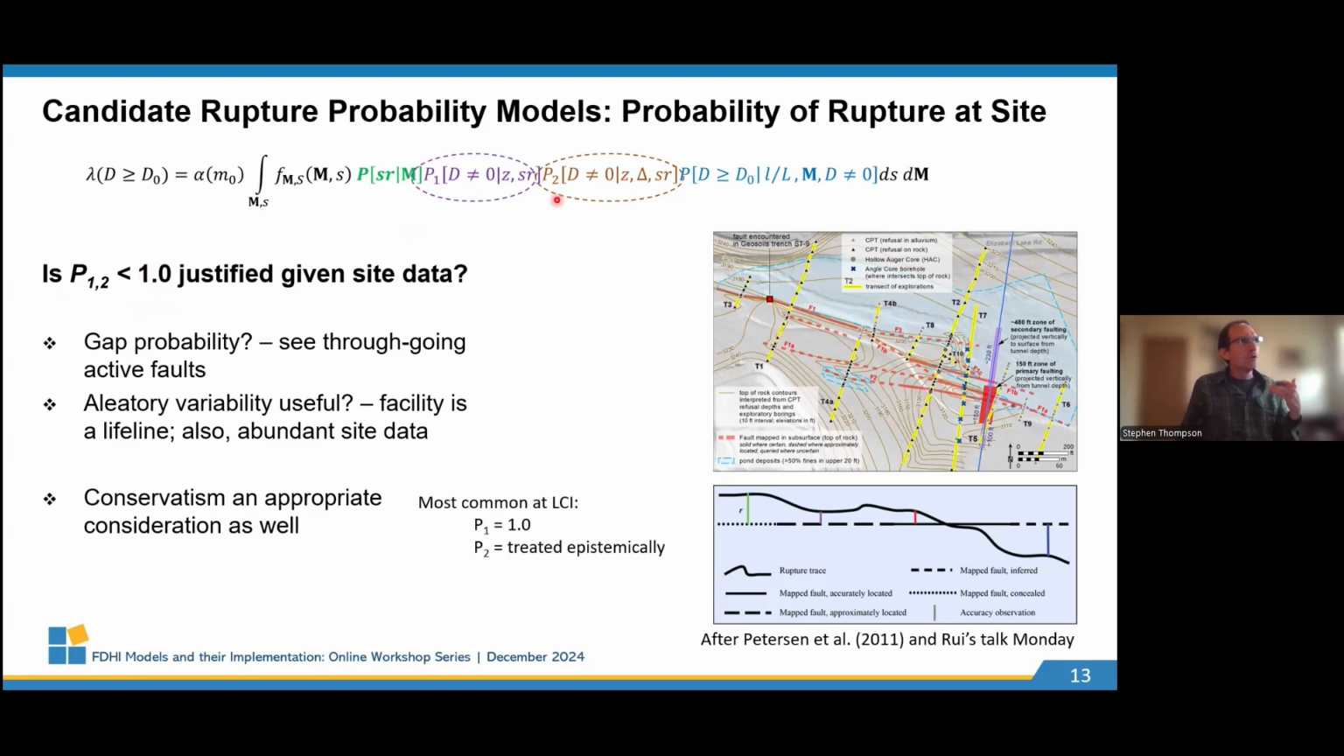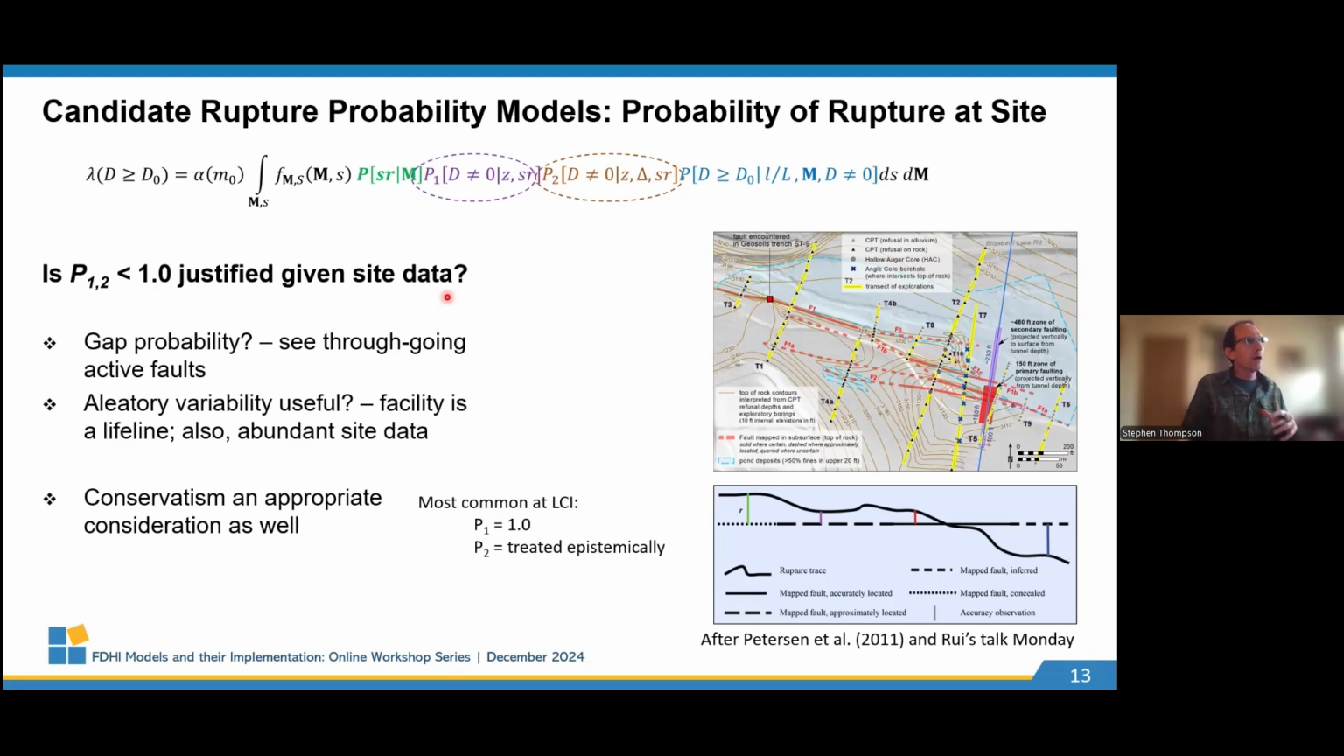And so Rui mentioned that the P1 model tends to be considered a gap probability. What's the probability that the rupture will jump and not cross through the site? In this particular case, and in most projects where we map and we observe through-going active faults, we tend to think anticipating a gap at that location is unconservative.